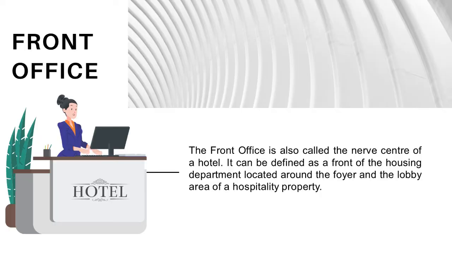Now let's begin. The functional areas under Rooms Division. Number 1 is the front office. Front office is also called the nerve center of the hotel. It can be defined as the front of the house department located around the foyer and the lobby area of the hospitality property. Basically, the front office is the most visible department in a hotel. And according to our last discussion, it is where the first and last impression of the guest happens.